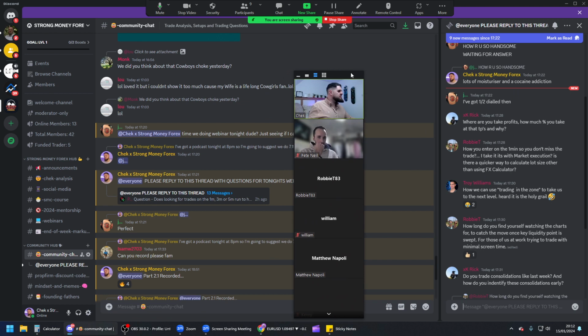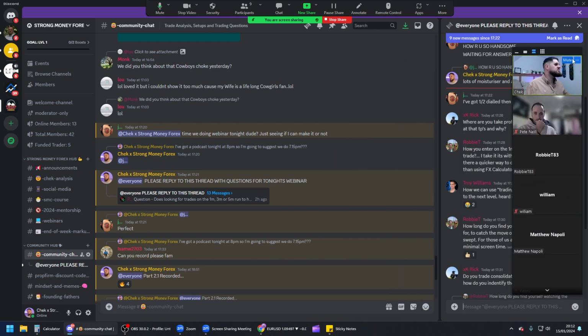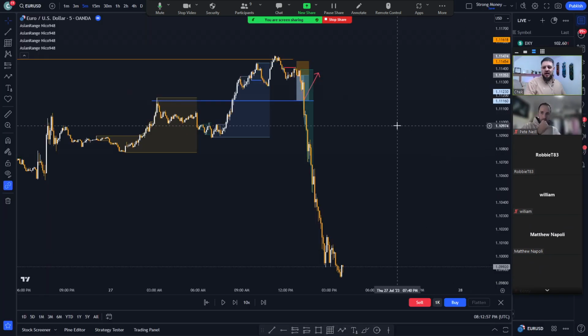Take up market executions. The quick way to calculate lot size other than using an FX calculator. No, there's not a quick way to do it. I use an FX calculator. I have one on my phone. I take all my trades from my phone. I do analysis on TradingView and do all my trades on my phone. The market shouldn't be moving that quickly that you should miss it. It's not like you were trading the seconds time frame.